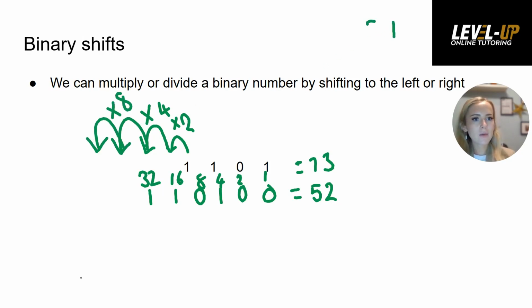So just like when we use our binary placeholder columns, each time we're timesing by 2, however we perform a binary shift, we're timesing by the power of 2.